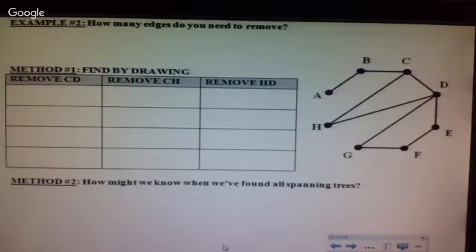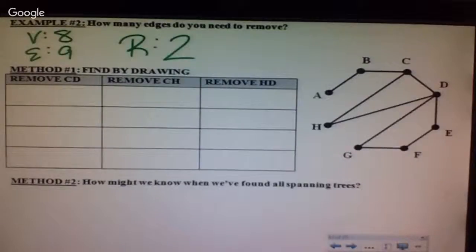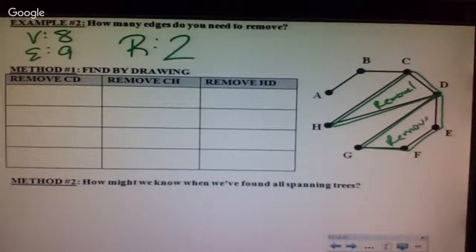So how many edges do I need to remove in this one? First off, how many vertices do I have in this picture? 8. How many edges? 9. So what is my redundancy? 2. I need to remove 2 edges in this picture. How many circuits do I have? 2. I've got this circuit, so I need to remove 1 from this one. And I've got this circuit here, and I need to remove 1 from this one.